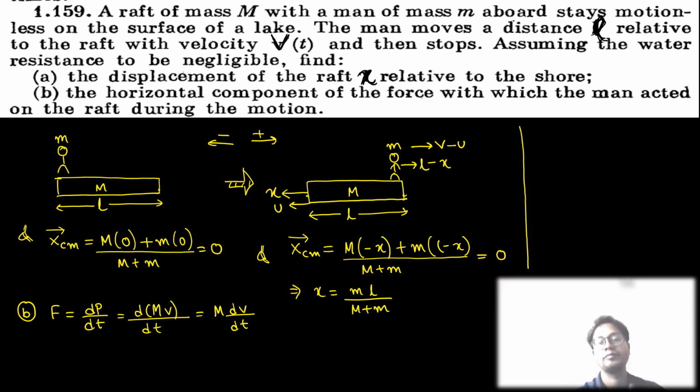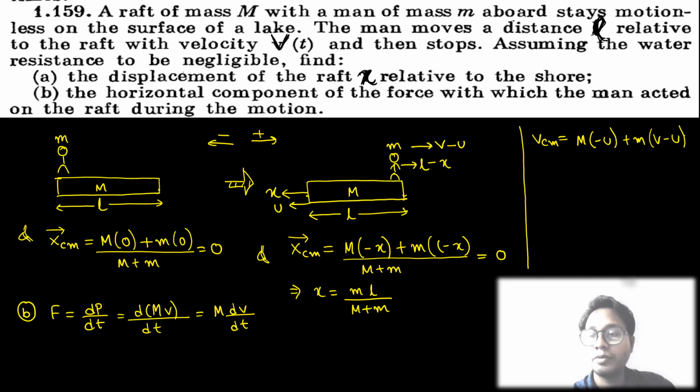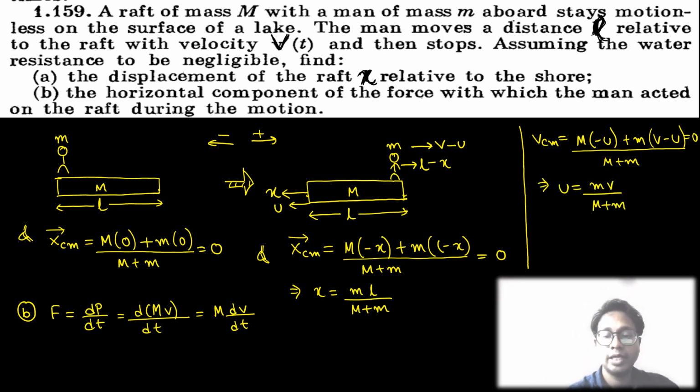Understood? Okay, now similarly we apply the same concept. Velocity of center of mass equals 0, so mass into minus u plus small mass into v minus u should equal 0, divided by m plus m should equal 0. It doesn't matter if you take m plus m or not; you can simply multiply it by 0. So here, if we solve it, u equals mv by m plus m.